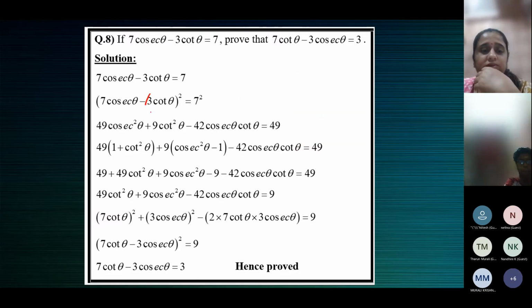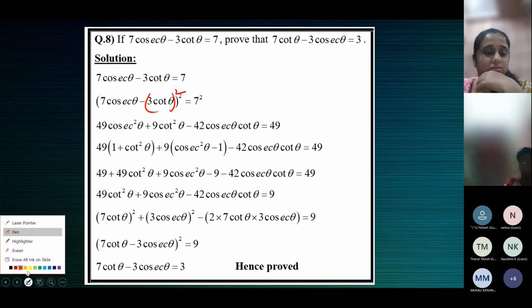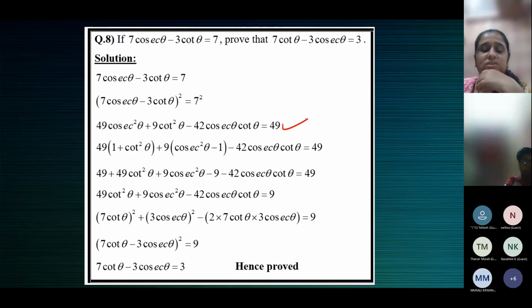Similarly, B square. This full thing, this is B. This full thing should be squared. So 9 cot square theta. Okay, so this is expanding using the formula A minus B the whole square is equal to A square plus B square minus 2AB. Okay, children. Then in this step, what do we do? What are we doing in this step?